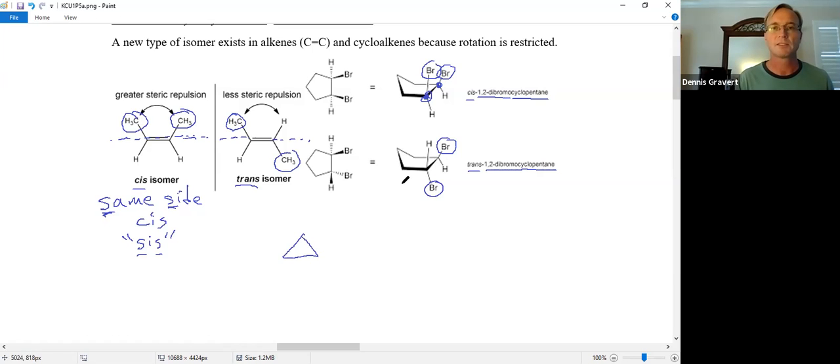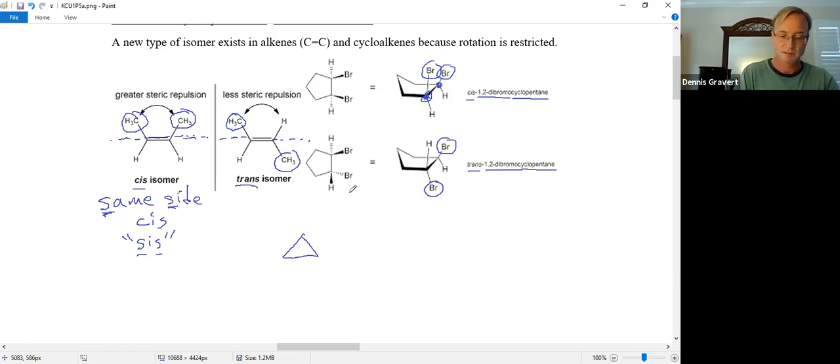Now, I'm not too good at drawing these sideways ones. We'll define that in our next video. Or maybe we should do it in this video. Yeah, we should do it. Let's just do it. This type of drawing, where you're looking at the ring from the edge, this drawing is our normal skeletal drawing where you're looking above and down on the ring. And then we'll use dash and wedge bonds, right?